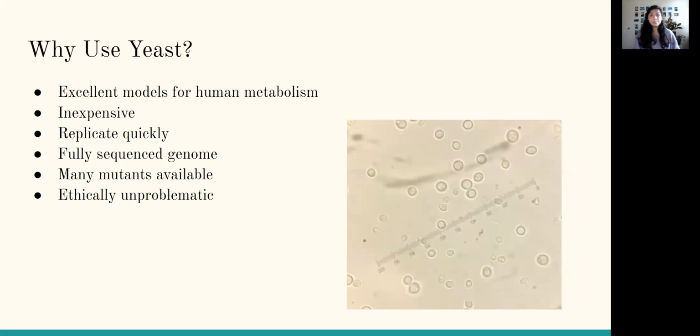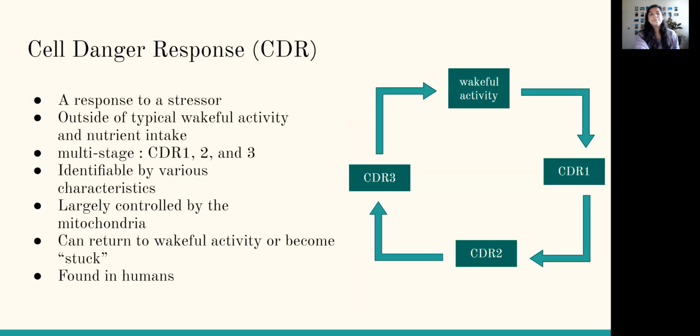So why do we use yeast? Seems like kind of a funny thing to be using. So yeast are actually excellent models of human metabolism. They're relatively inexpensive. They replicate very quickly. They have a fully sequenced genome, and there are also many mutants available, so that anything you could want to do or look at or observe in these model organisms may be readily available already. And if it's not, it is pretty ethically unproblematic to use yeast for experimentation.